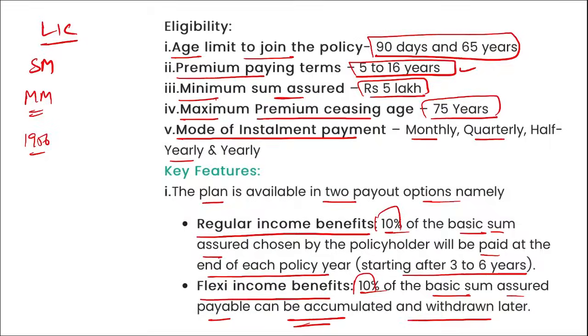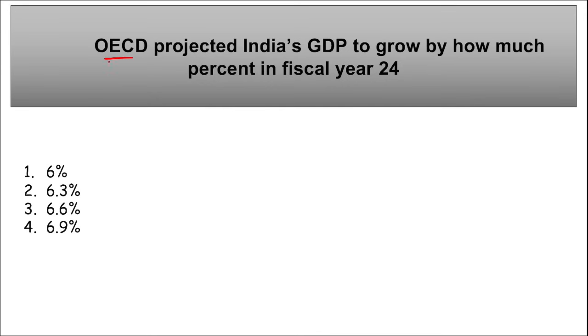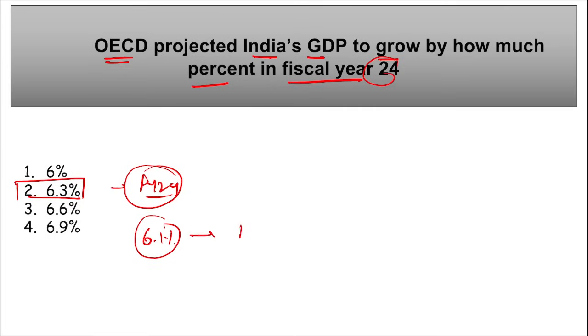Next, the OECD projected India's GDP to grow by how much percent in fiscal year 24? So remember, OECD projected that India will grow by 6.3% in fiscal year 24. Right, the report also pointed out that the economy will slow down to 6.1% in the next fiscal year 25. This is due to weather related events and weakening of the international markets, because there is a high chance that we will see recession in the upcoming year.